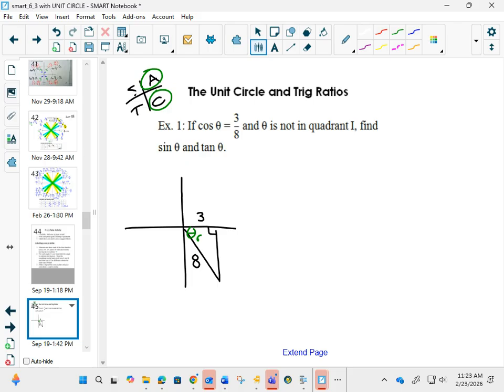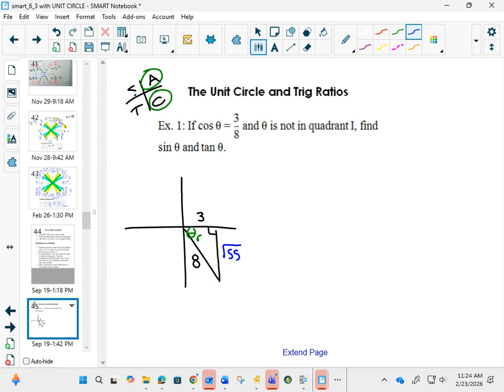And you can use a squared plus b squared equals c squared. Do the mental math quickly. What goes inside the square root there? Did you get 55? Right? Because this is 64 minus 9.